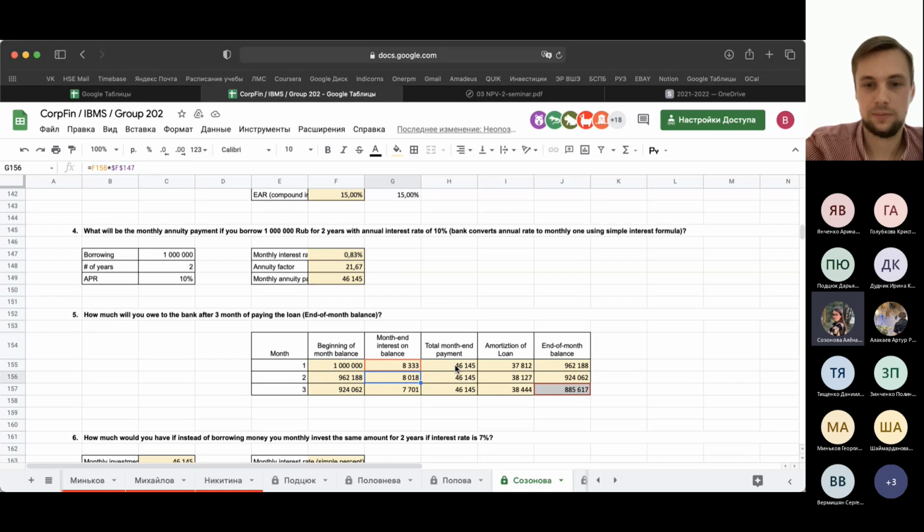Then the total month-end payment is already calculated. And it's the same for every period. That's important. Amortization of the loan is just total month-end payment minus month-end interest on balance. So we pay some interest, and what remains we can repay to the bank. And finally, we calculate the end of month balance by subtracting amortization from the beginning balance. And then the new beginning balance is our previous end of month balance. Okay, absolutely right. So any questions about this?